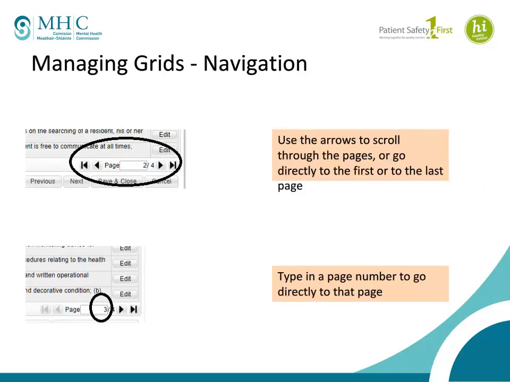Grids can contain a very large number of rows of data. The data is displayed one page at a time. The navigation control at the bottom right of a grid is the standard control that allows scrolling forward or backwards, either by one page at a time, or it allows the user to move to the first page or to the last page. It also allows the user to type a page number to go directly to that page.